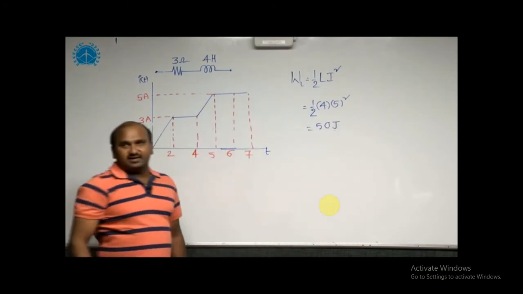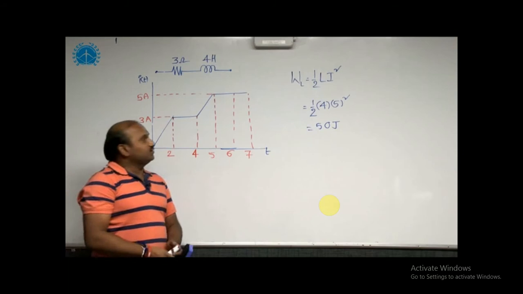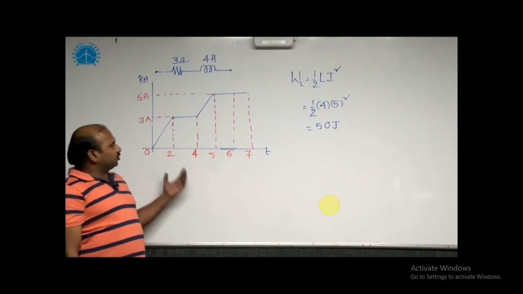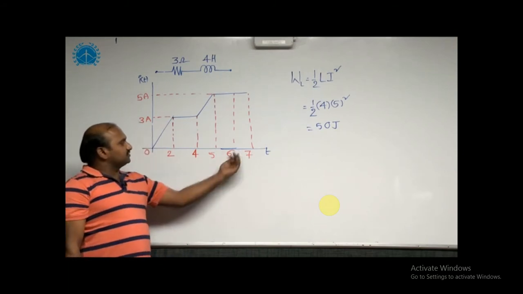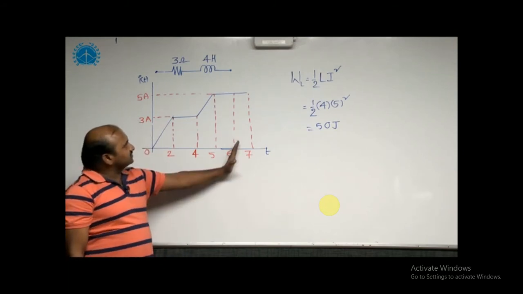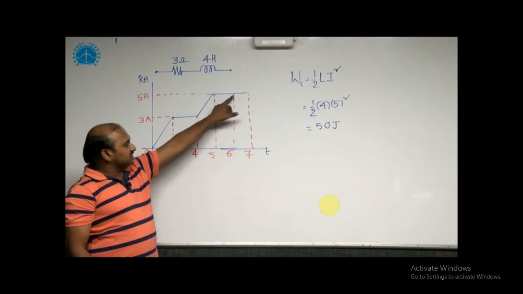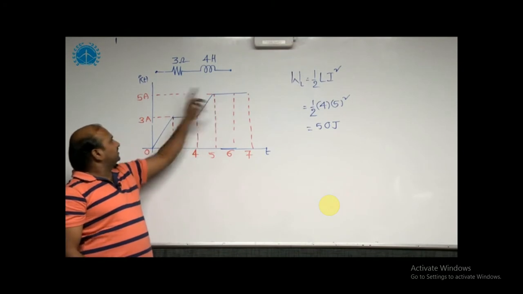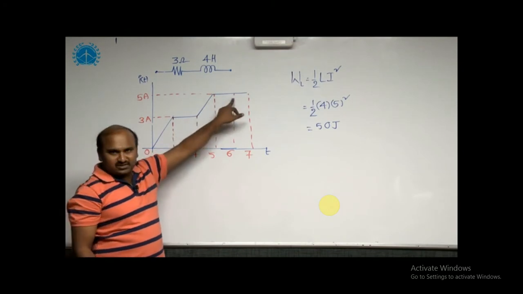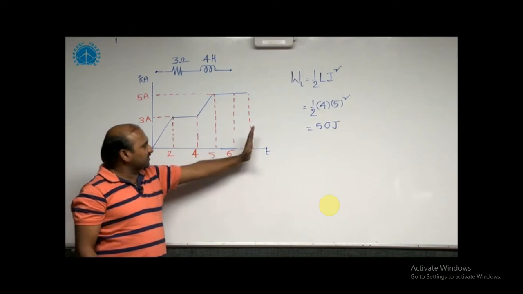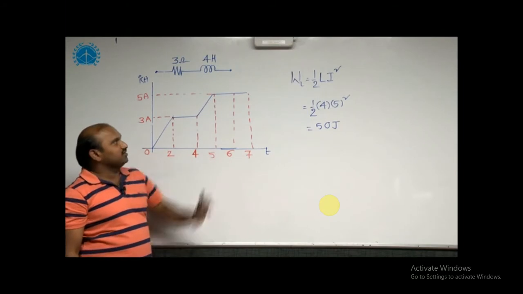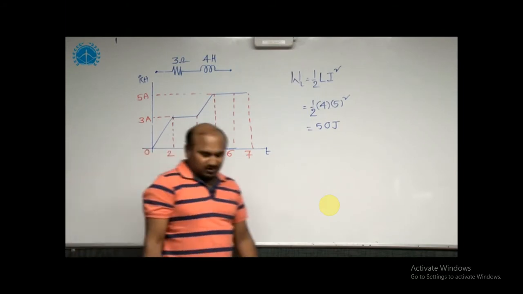And here we need to see that it was given that up to t equal to 6 seconds, once you consider the value of current, it is a constant 5 amperes up to t equal to 7. That's why we can use the formula W_L is equal to half L I square.